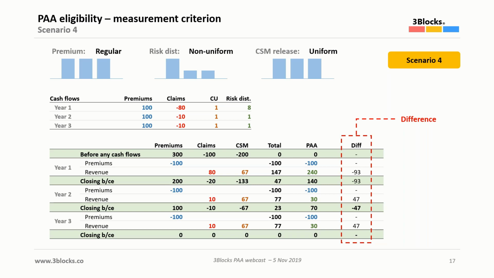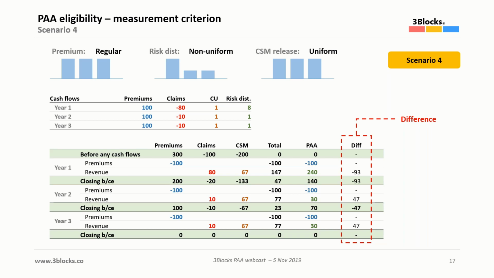Scenario 4 is a bit different. Here, the premiums are again evenly spread, like they were in scenario 1, but the risk distribution and coverage unit patterns are different. The risk distribution is weighted towards the beginning of the contract. Therefore, more revenue is recognised at the beginning of the contract under PAA.